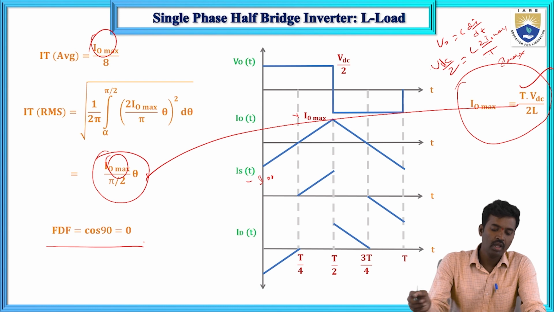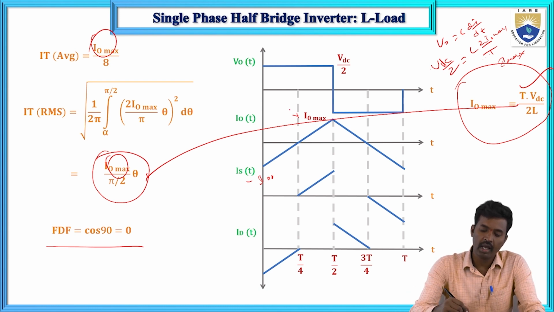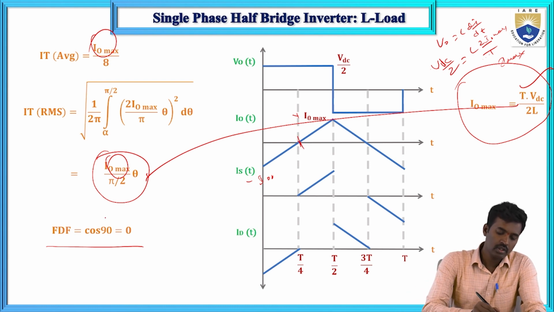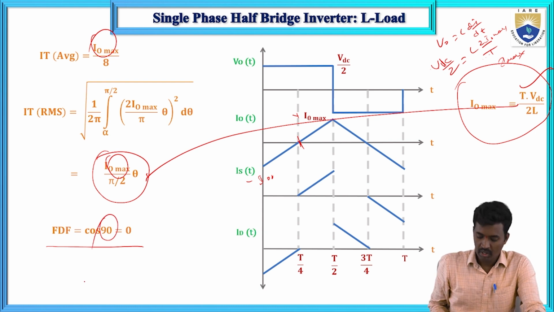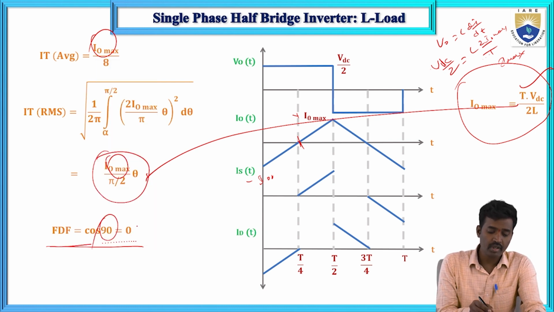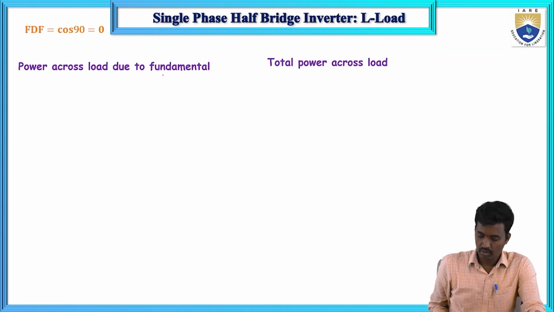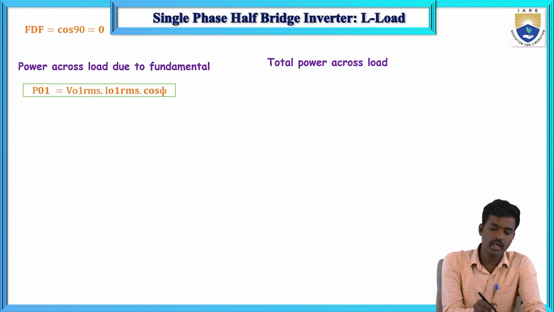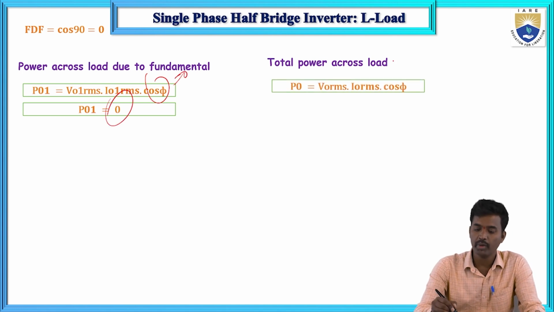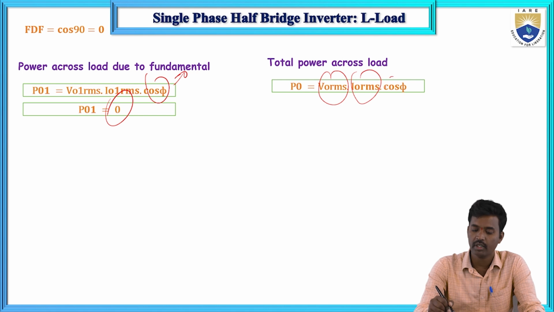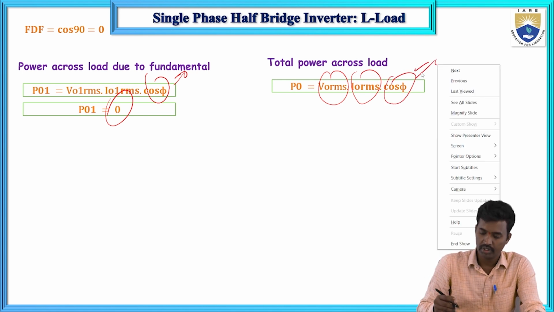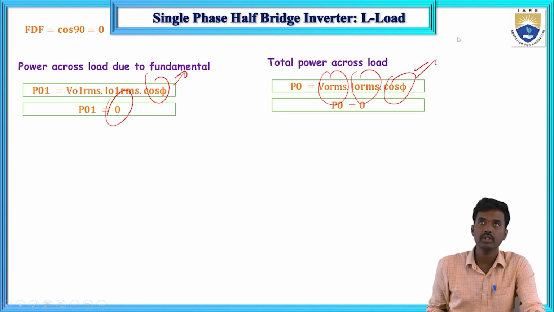Now what about the fundamental displacement factor? Here current lags voltage by 90 degrees, so the angle is 90 degrees. So the fundamental displacement factor is 0. Here there is no real power. Power across the load due to the fundamental is V01 RMS and I01 RMS cos phi. Here cos phi equals 0, so this value is 0, and the total power across the load, V naught RMS I naught RMS cos phi, with cos phi value 0, means P naught equals 0.